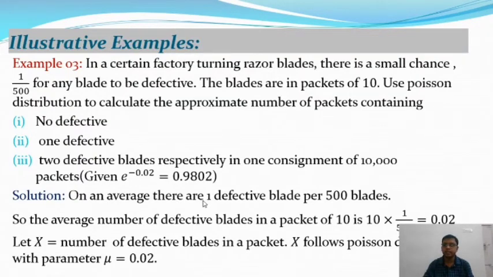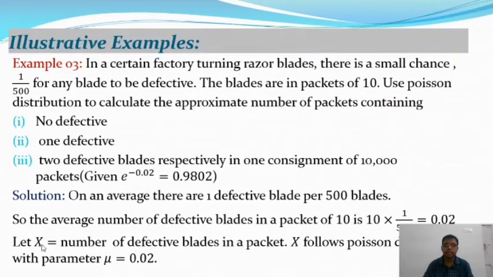On average, there is 1 defective blade per 500 blades. So you know the defective rate is 1 by 500. That means 1 blade is defective per 500 blades. So the average number of defective blades in a packet is 10 into 1 by 500. The packet has 10 blades, so the average number of defective blades will be 10 into 1 by 500, and that means 0.02.